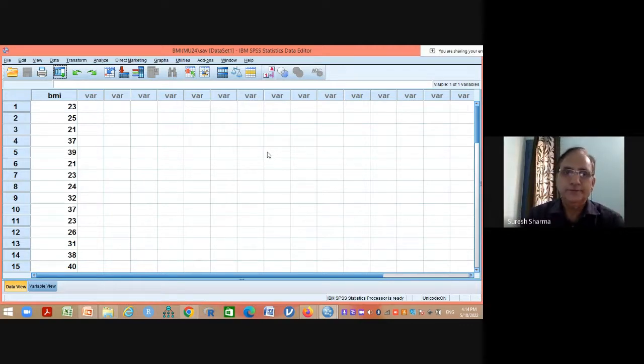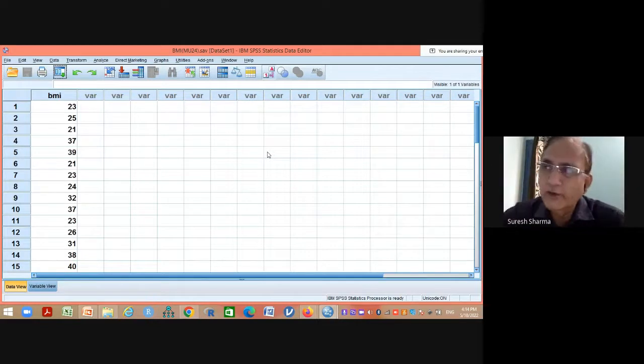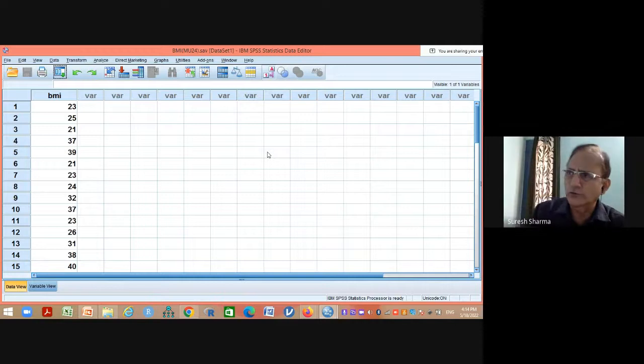Okay. So what is our hypothesis here? First of all, we want to check whether this population has a normal BMI level or not. Normal BMI level is between 20 to 25, sorry, 20 to 25. So I can take any value for testing, 23, 24.